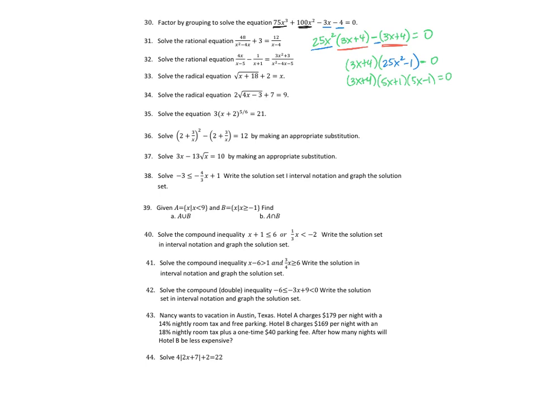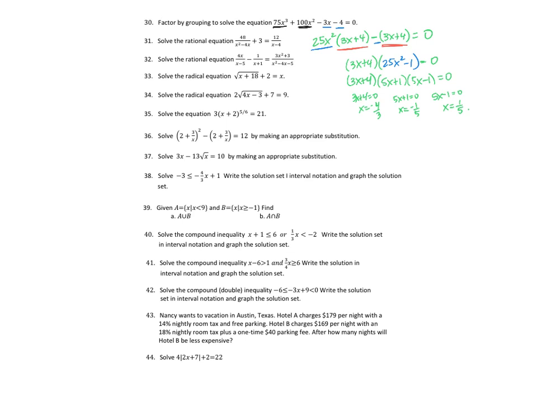So if 3x plus 4 equals 0, that tells me that x is equal to -4/3. And if 5x plus 1 equals 0, that tells me that x is equal to -1/5. And if 5x minus 1 is equal to 0, that tells me that x is equal to +1/5. So those are my three solutions.